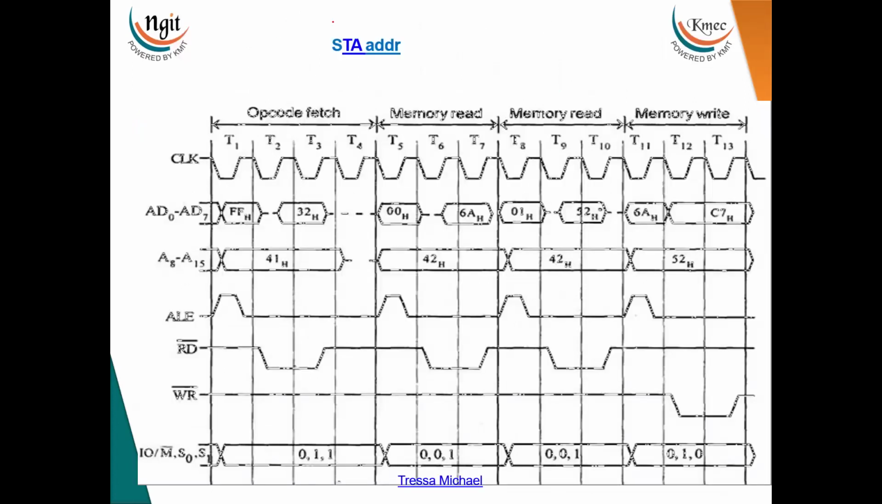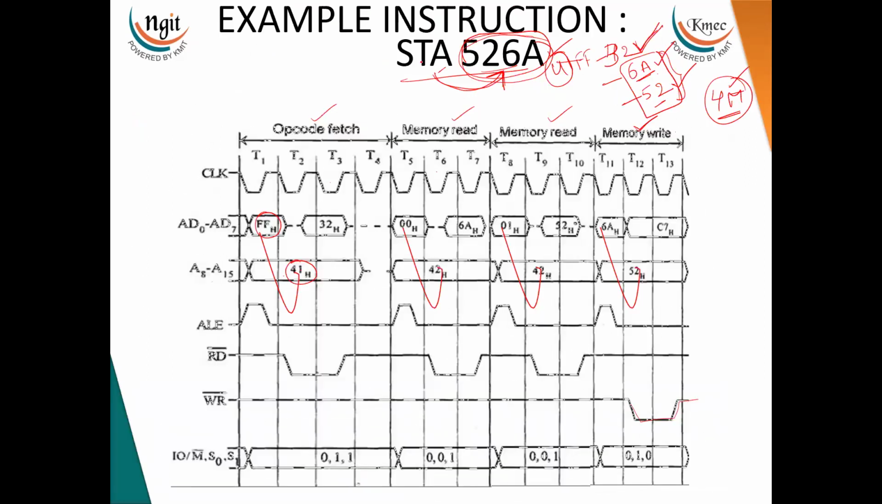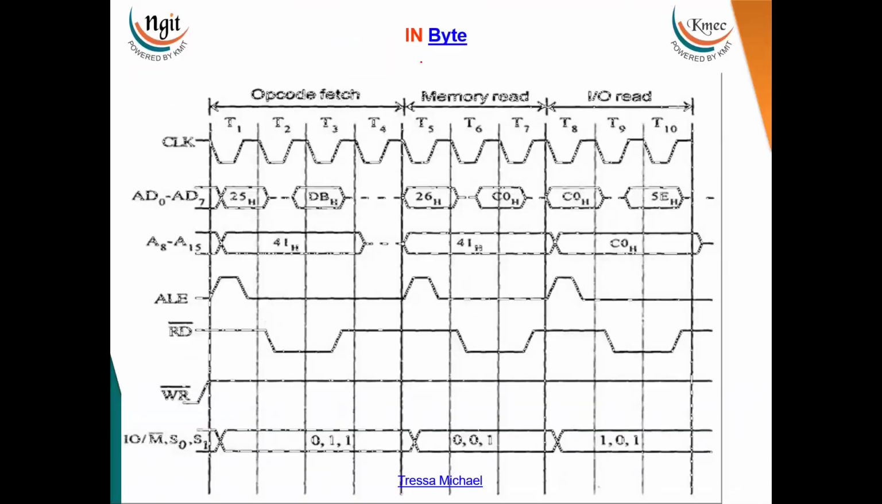Now coming to STA address, which means storing the accumulator data into the address. We have already discussed this. Here the address is specified, whereas in the other case the address is not specified; that is the difference. As for IN and OUT, I will explain them in the fourth unit, which is completely about interfacing. So this was about a few examples of instruction timing diagrams.